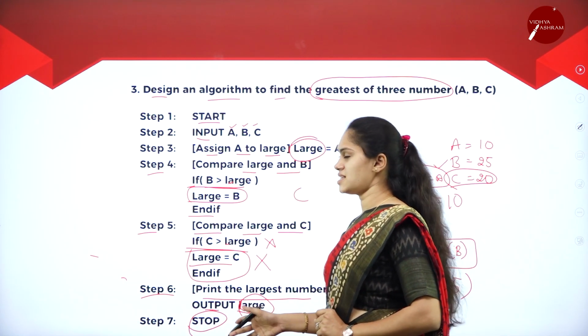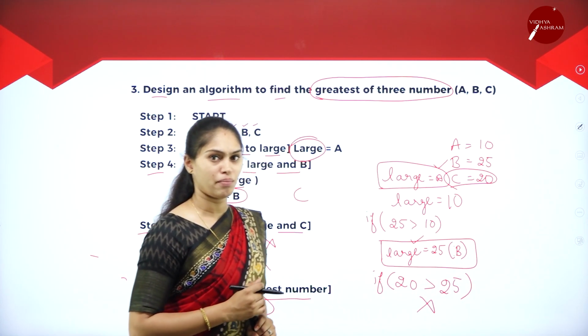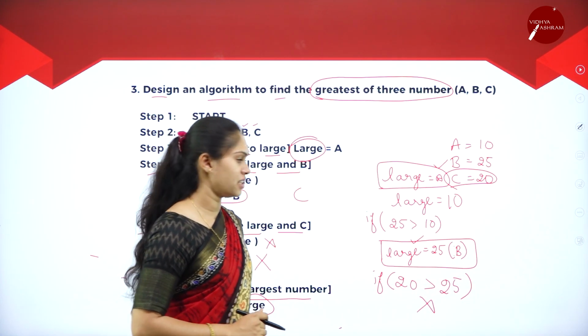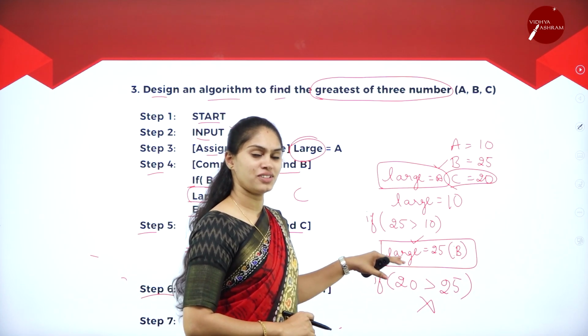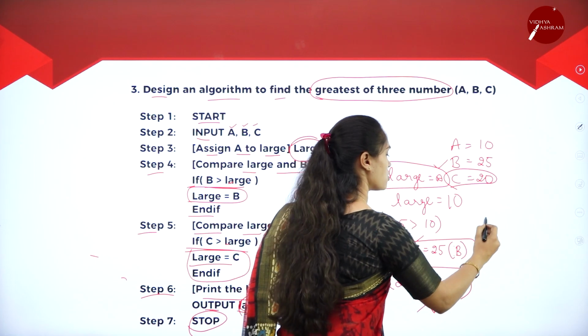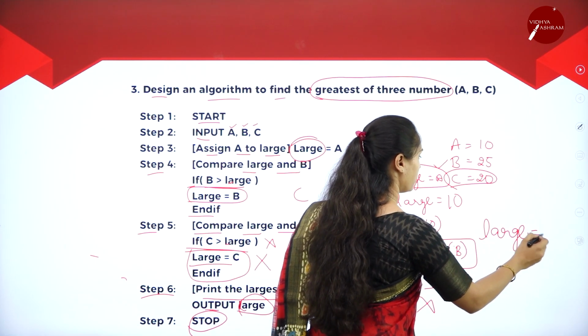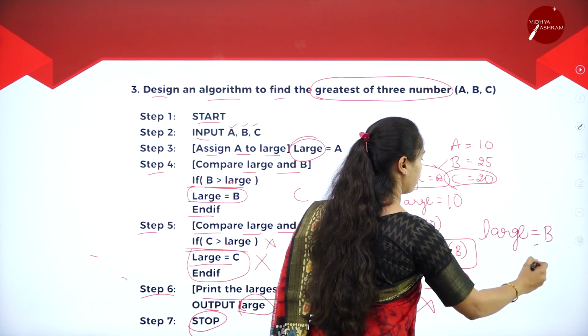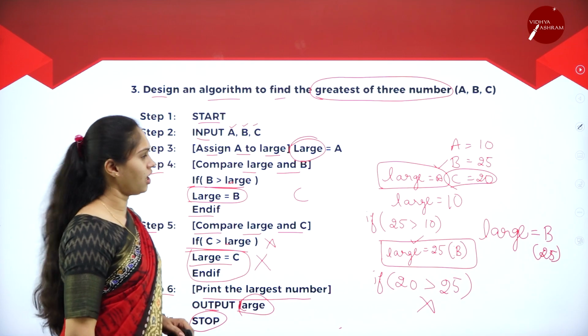So this is how we are going to get a solution in a step-by-step manner. Now what will be the answer for this one? Output large. What is the current value of this large? That is B. So I am going to consider this B as the largest number, which is nothing but 25. So this is how we are going to get the output.